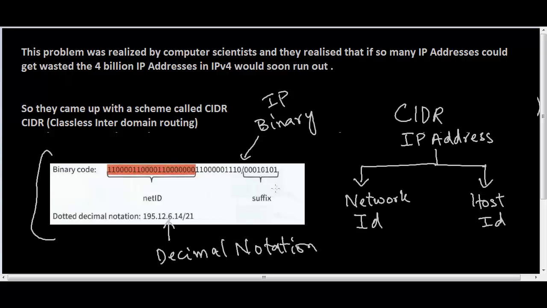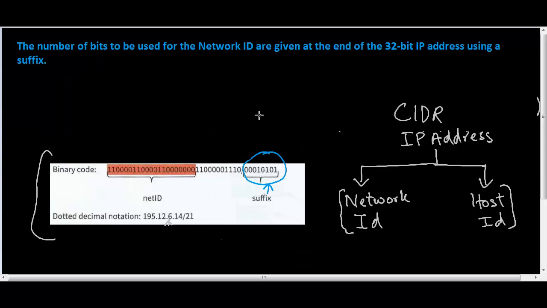Even in CIDR, the IP address has two parts. There are some bits that are going to be used for the network ID, and there are some bits that are going to be used for the host ID. The number of bits used for the network ID is given at the end of the 32-bit IP address using a suffix. As you can see on this diagram, I have circled the suffix. So this is our suffix, and these up till here are 32 bits.